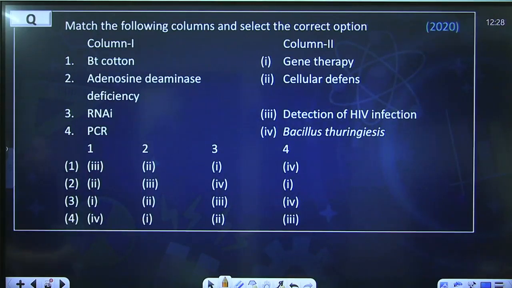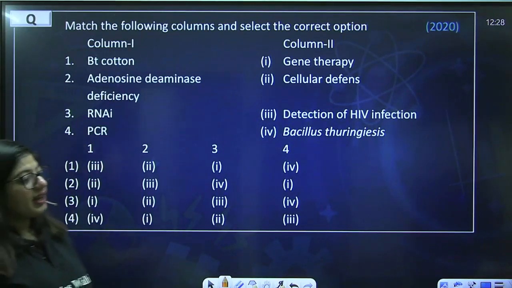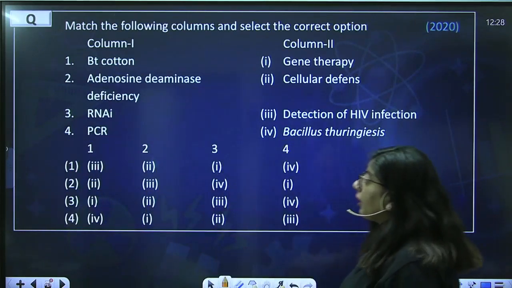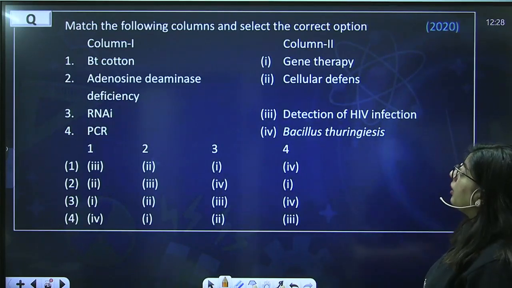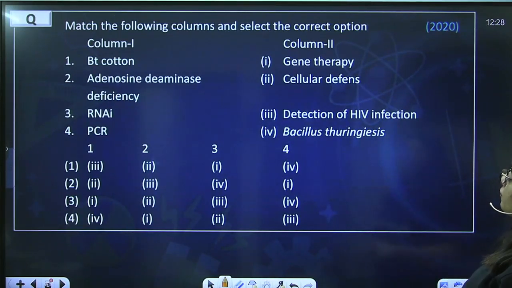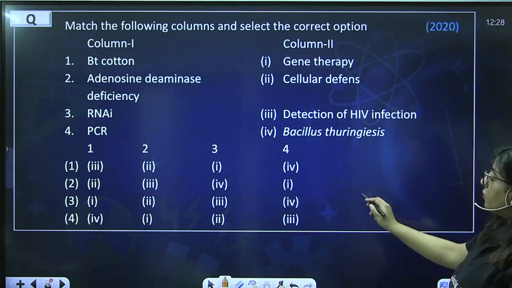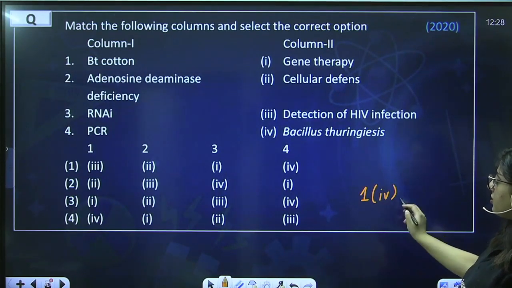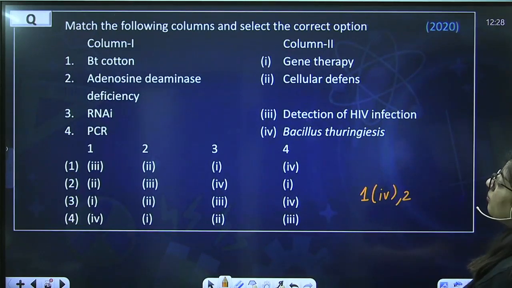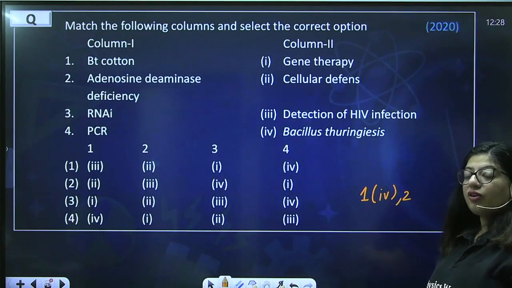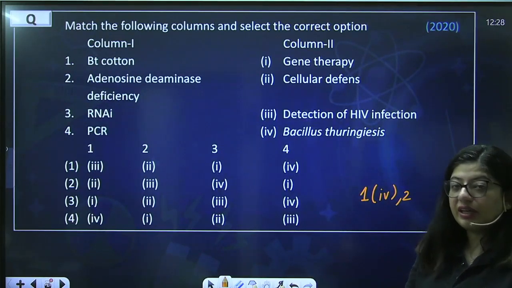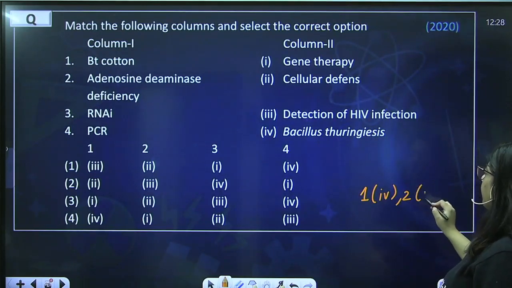Match the following: Bt cotton, adenosine deaminase deficiency, RNAi and PCR. Okay, so you can also get such kind of match the following question from both the chapters of biotechnology. Gene therapy, cellular defense, detection of HIV infection, Bacillus thuringiensis. So for first, Bt stands for Bacillus thuringiensis. So for fourth, adenosine deaminase is an enzyme that is used in the proliferation of T cell, and hence when this enzyme is not formed during the genetic disorder, we do gene therapy. 2-1.